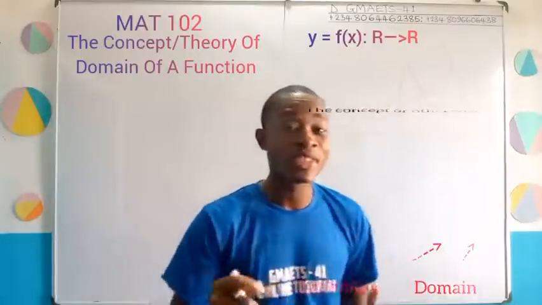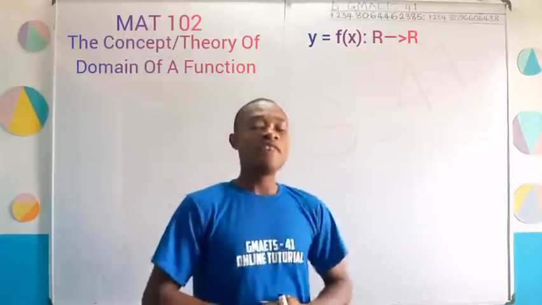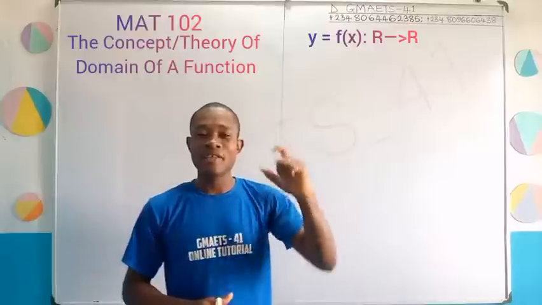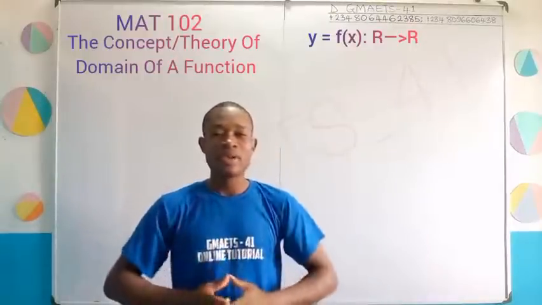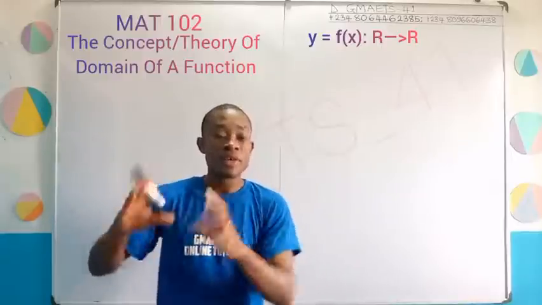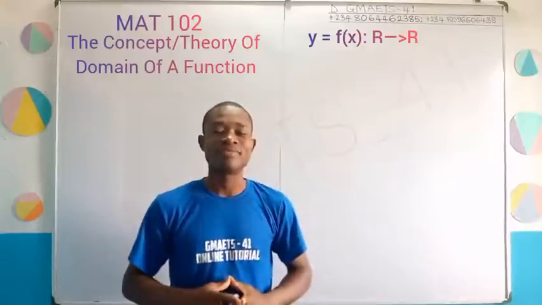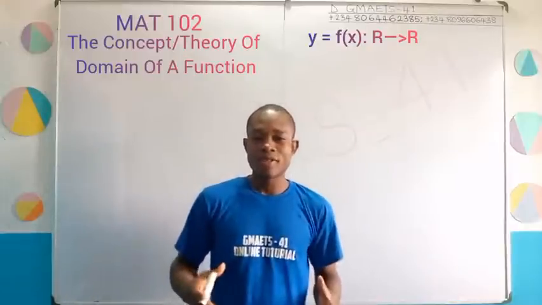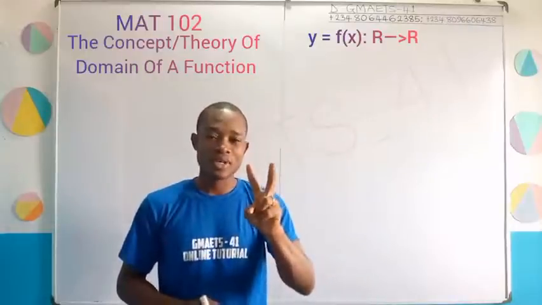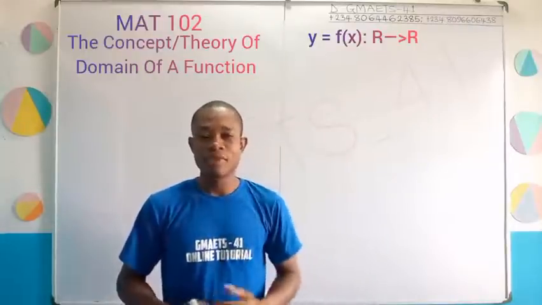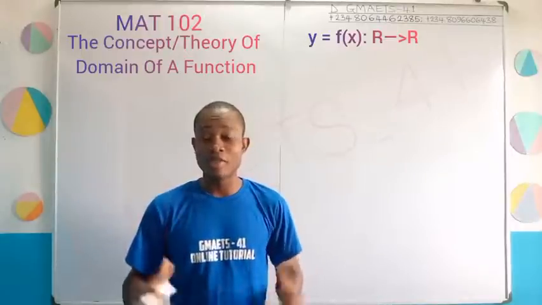Now, I want to believe that you understand what domain now is. If I give you a function and I give you a set of real numbers, how can you identify the real numbers that are part of the domain of this function? At this point, it is now time to talk about two important conditions that a number must satisfy before you can say that that number belongs to the domain of the given function.